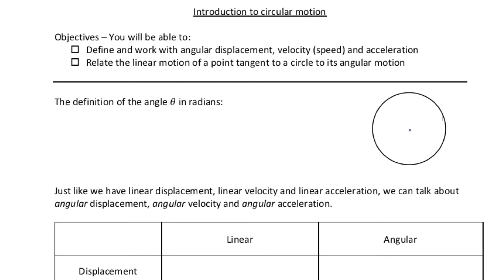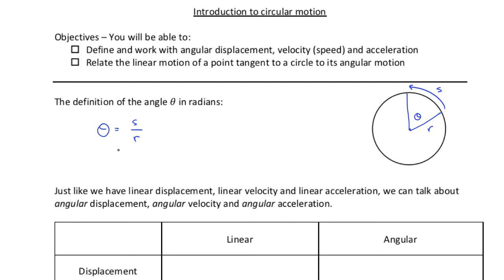First, let's start by defining the angle theta in radians that we sweep through as we go around a circle. Let's imagine we start there and we sweep around to here. So we're sweeping around the circle like that with our radius, and we trace out an arc of length s. If the radius of our circle is of length r, then the angle theta is just the ratio of those two, the ratio of the arc that we've swept out divided by the radius. So this would be theta in here.